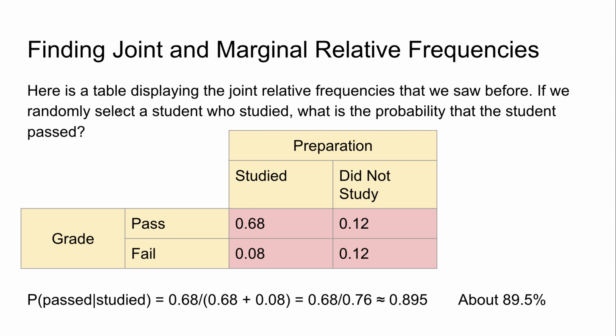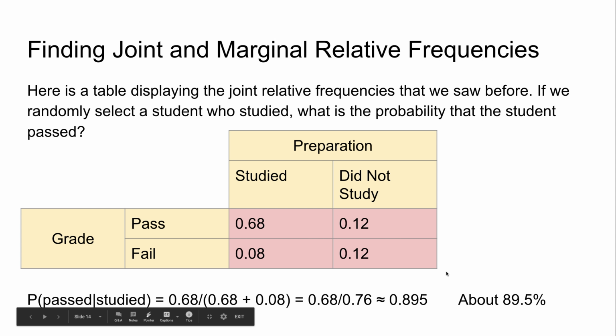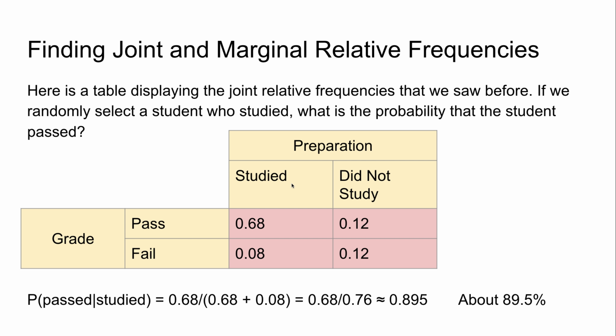So here's a table displaying the joint relative frequencies that we saw before. It doesn't show the marginal ones. We actually don't need them. They would make it easier, but we don't need them. If we randomly selected a student who studied, what is the probability that the student passed? So basically, we're not thinking about the entire total, which is normally out here. We're thinking about out of just the students who studied, what percentage of them passed.